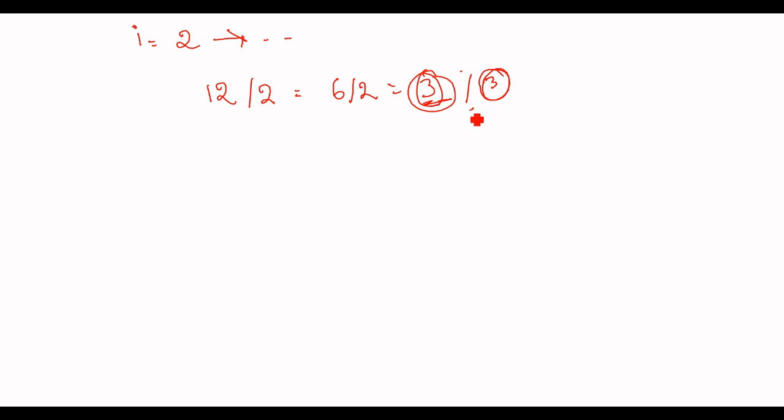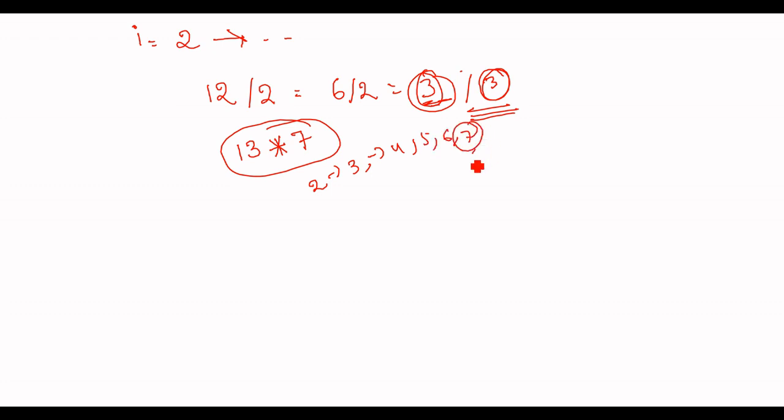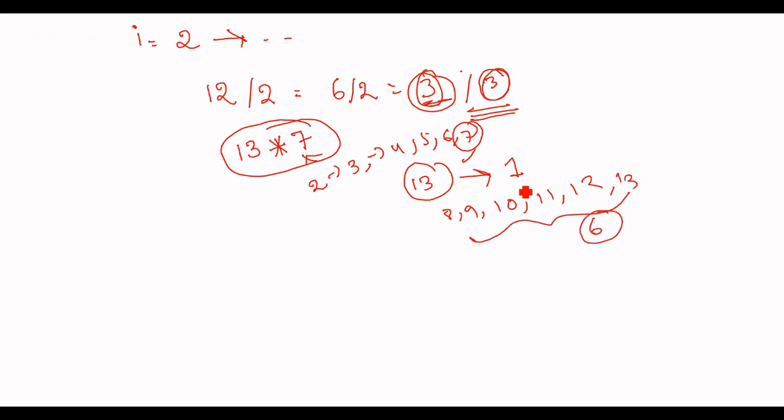But what if we decrease this step? Or suppose for any larger number, for example 13 into 7. Suppose we have this number. We will start from 2, then 3, 4, 5, 6 and 7. Finally at 7 we got a divisor and we got 13. Now to make this 13 into 1, we have to go again from 7 to 8, 9, 10, 11, 12. We need to run this loop 6 times. But this 13 is itself a prime. So can we do some modification on it?